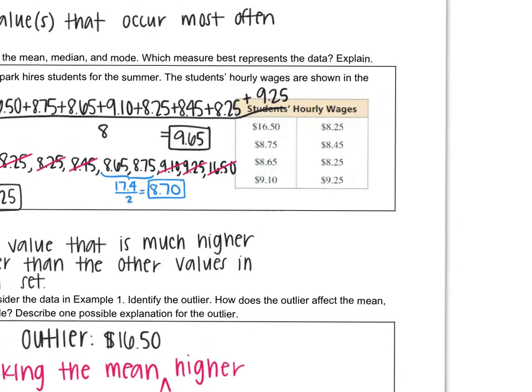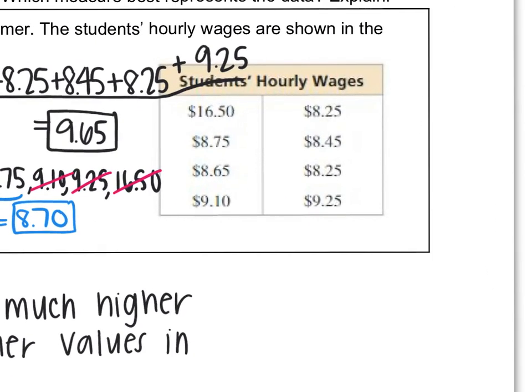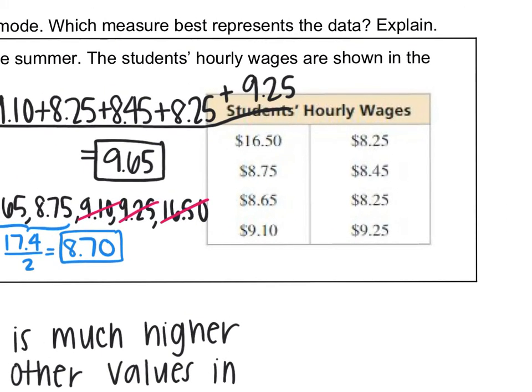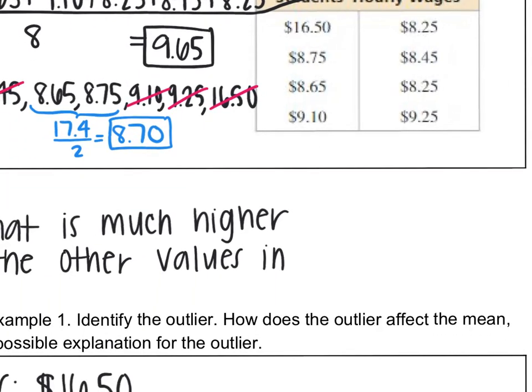So let's think about this in terms of the real life example that it is. These are students' hourly wages at an amusement park. One student is making $16.50, while all the rest are making between $8 and $9. Why would one student make $16.50 when all the rest are making $8 or $9? Try to think of an explanation for that.